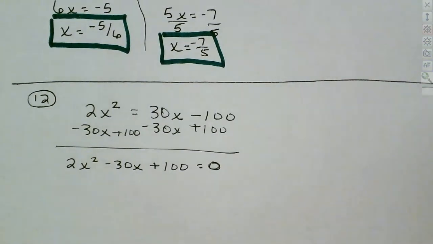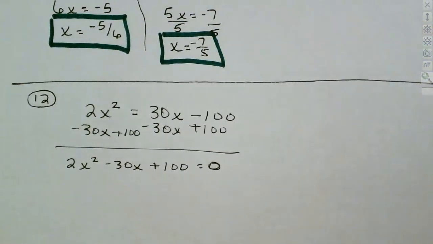We need to get these numbers as small as possible. So always look at the numbers and see if there's something in common. Do you see a number that's in common with a 2, a 30, and a 100? Is there a number that can divide out into 2, 30, and 100? They all have a 2 in common, okay?